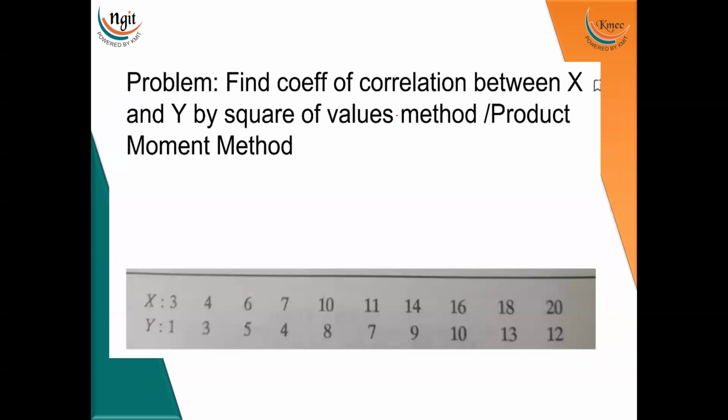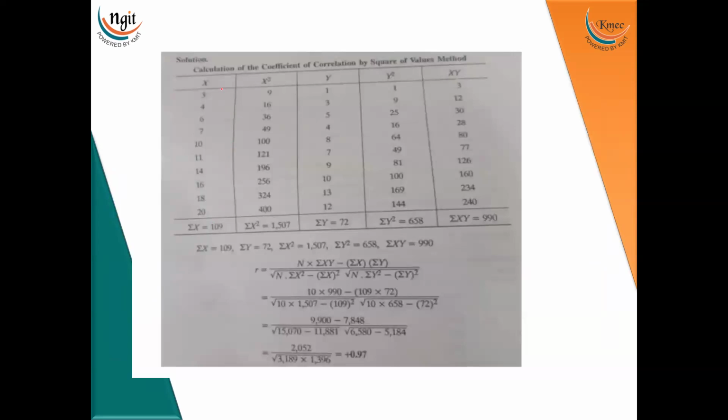And another one: find the coefficient of correlation between x and y by the squares of values method or product moment method. This is the same, but with some difference in the formula we are going to calculate. Pause for a minute and note down these two variables x and y. This is how we are going to calculate the coefficient of correlation by squares of values method. The name itself indicates it: given x value, find the x square; given y value, find the y square and the product of x and y. And summate all these values: sigma x square, y square and x into y.